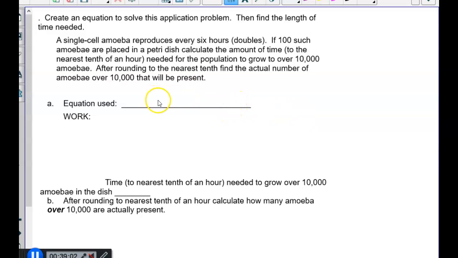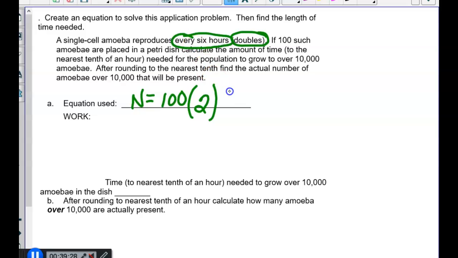What is, yes, it is the half-life / doubling formula. Good job. So the number of amoeba in the dish is equal to the original, which is, and what is the rate we're supposed to use? Not half this time. Doubles every 6 hours. So 2. And how do we say every 6 hours? Instead of the half-life being 6, the doubling time is 6.